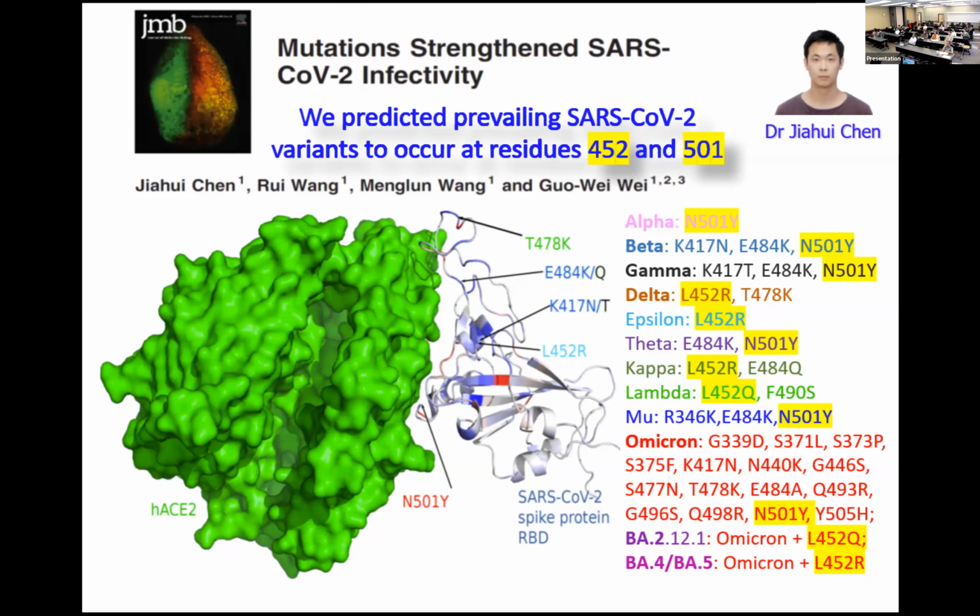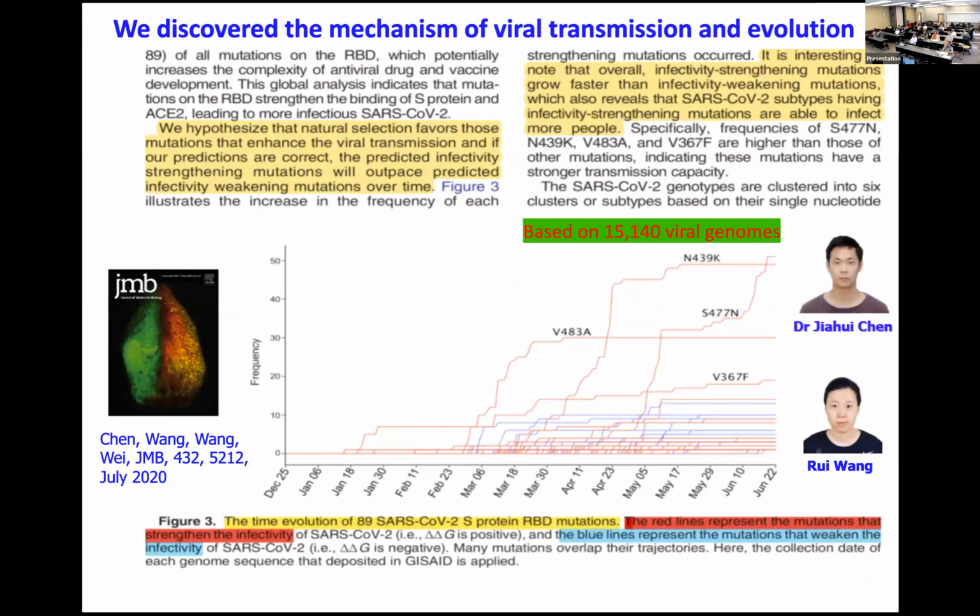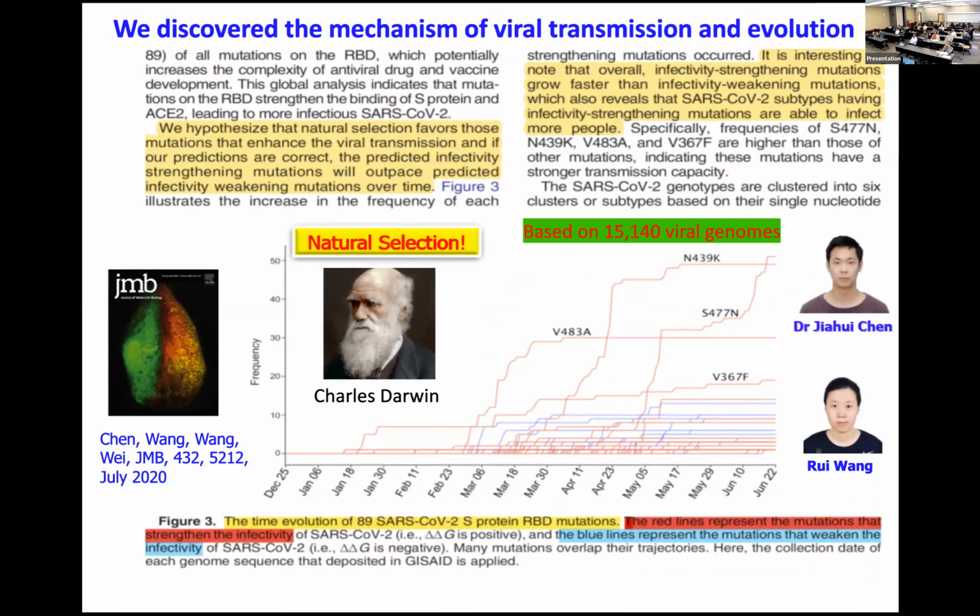So this is what happened right now. And we also discovered a mechanism: we say natural selection is a mechanism. Look at the mutations, which mutation has more population, you observe more times. The red ones are the mutations that make the virus more infectious, and the blue ones are the mutations that make the virus less infectious. And then natural selection gives those ones a better chance to be observed. This is the so-called natural selection, and that's the mechanism we discovered also in 2020, a long time ago. It was certainly based on the topology.